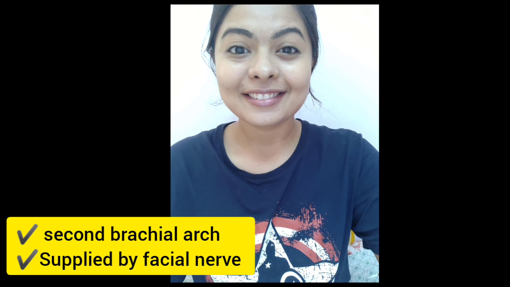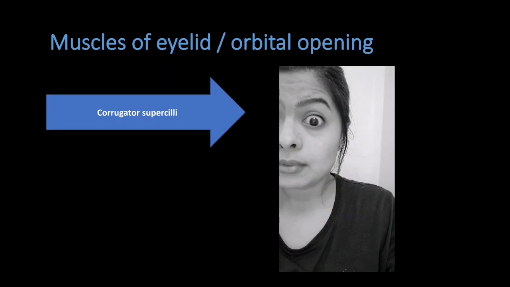Okay, remember this. Functionally, there are three openings situated on the face, namely the palpebral fissures, the nostrils and the oral fissure. Each opening has a single sphincter and a variable number of dilators. This is how the classification of facial muscles works. First there are three openings, and around all these three openings we have particular muscles which we will study, starting with the muscles of the eyelid or orbital opening.